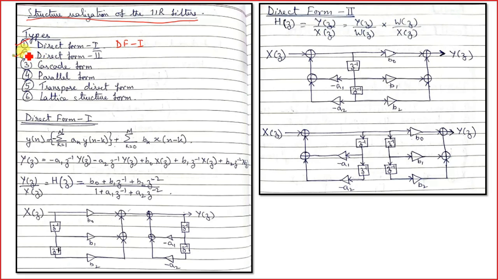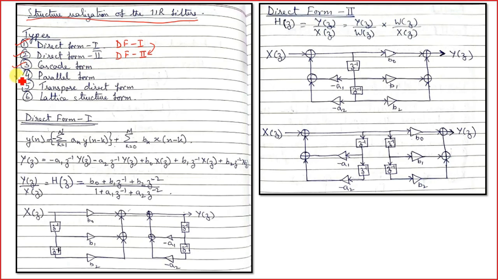Then we have direct form 2. So it is also regarded as DF2. Now this direct form 2 is basically obtained by the rearrangement of the filter components or the filter designing which we do in DF1. So basically we do the rearrangement in the schematics to get DF form 2. Okay, DF2. Then next is cascade form.